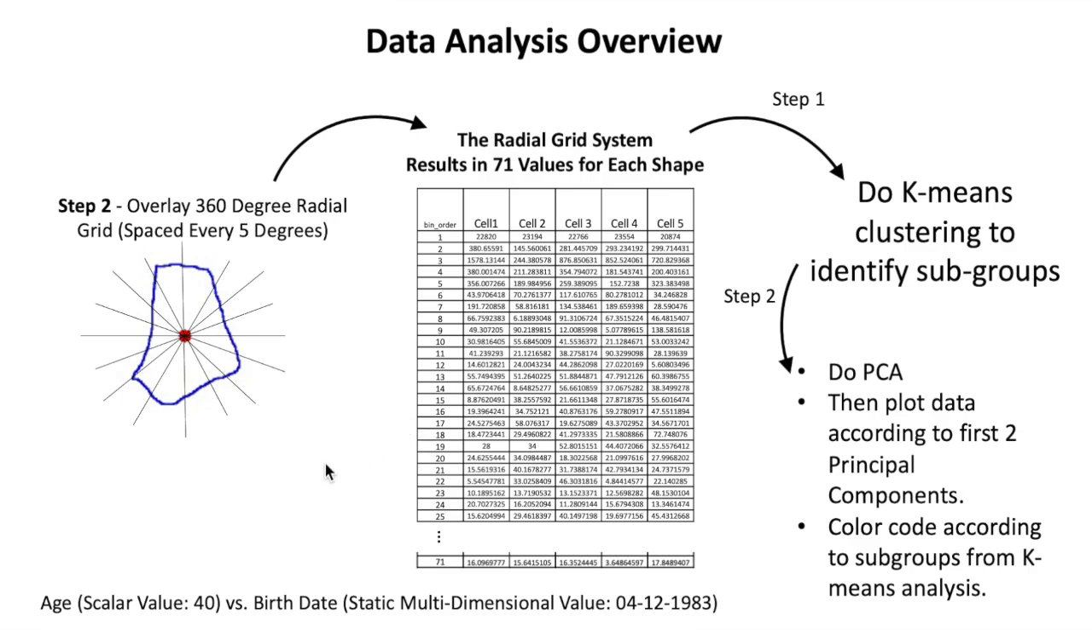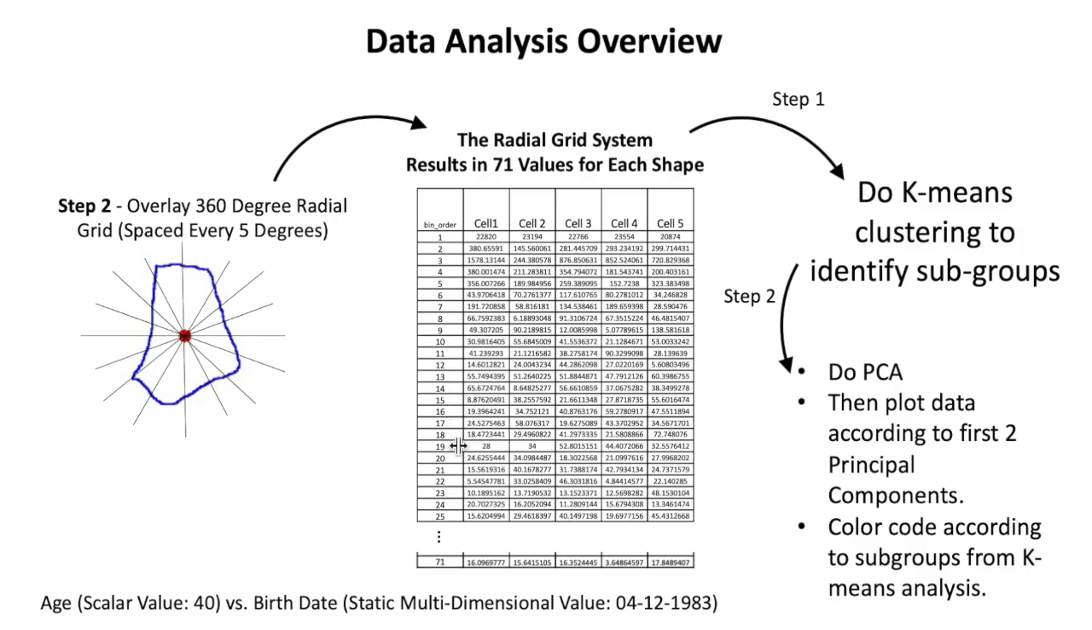As an analogy, your age is a scalar value, that is, I am 40, but my birth date is a static multidimensional value, that is, I was born on April 12th, 1983. And though you can derive my age from my birth date, it provides a lot more information than my age does.